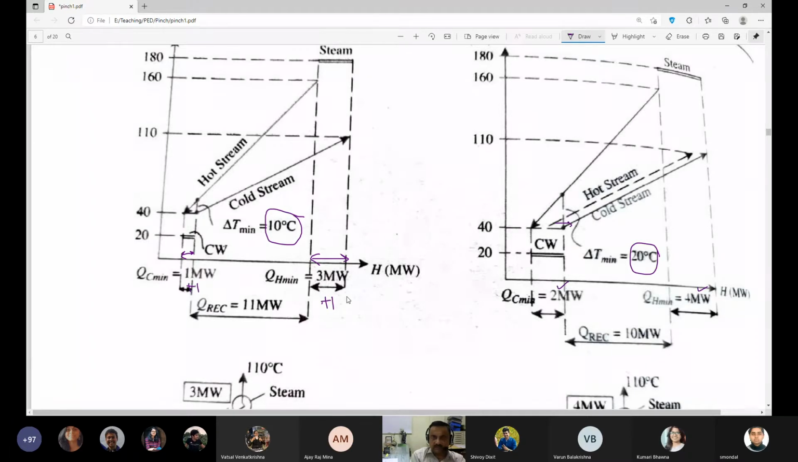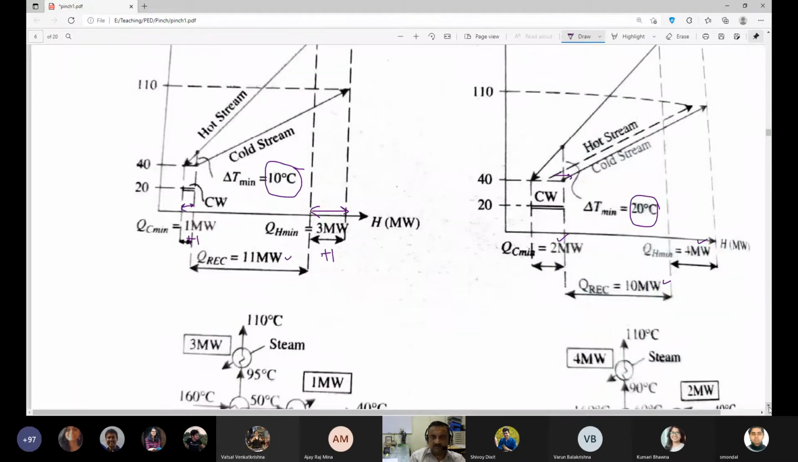And the heat you recovered has decreased from 11 megawatt to 10 megawatt. So that 1 megawatt that you have added on both sides, here we have a decrease in that recovery. So naturally you have more utility requirement in this case because you have recovered less heat. So you have more utility requirement in this case.